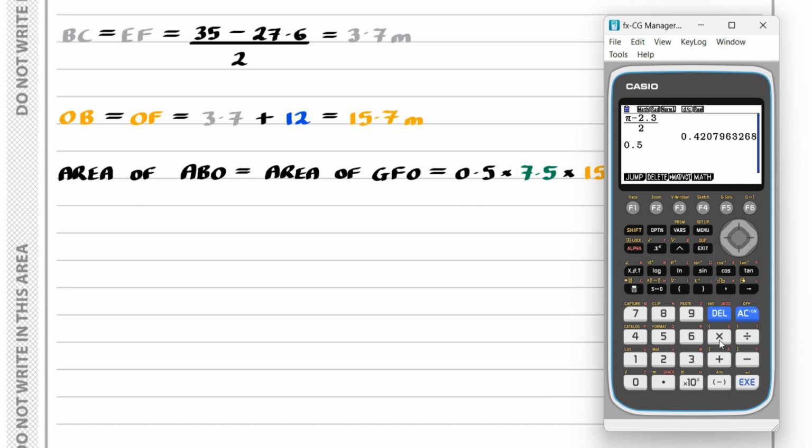We've got a half times by 7.5 times by 15.7 times by the sine of the 0.4207, etc. So it turns out the area is equal to 24.06 meters squared.